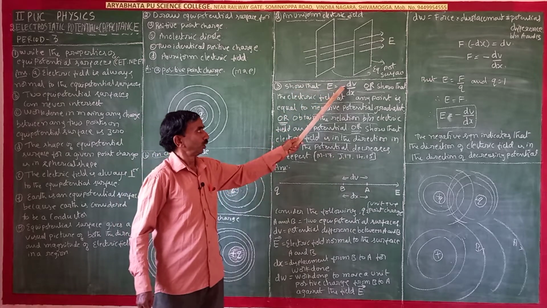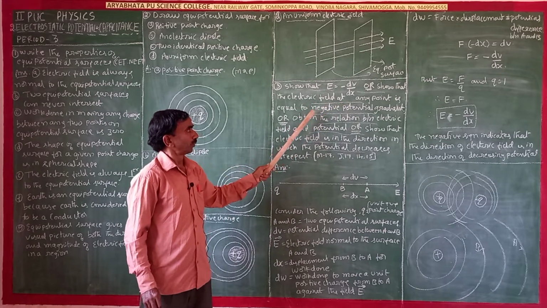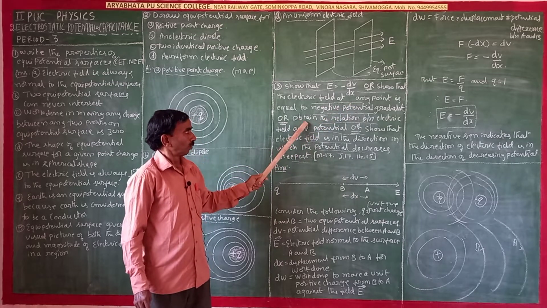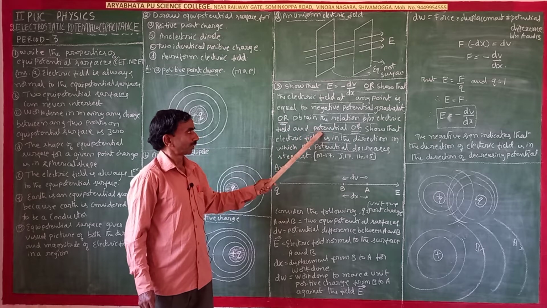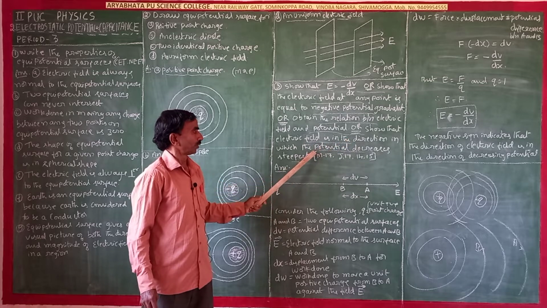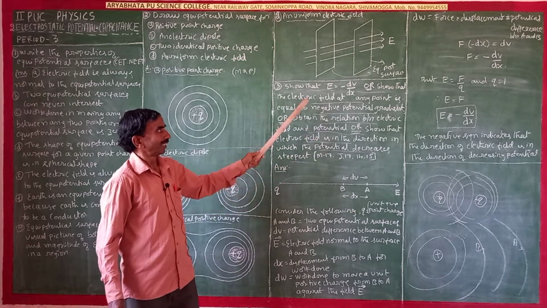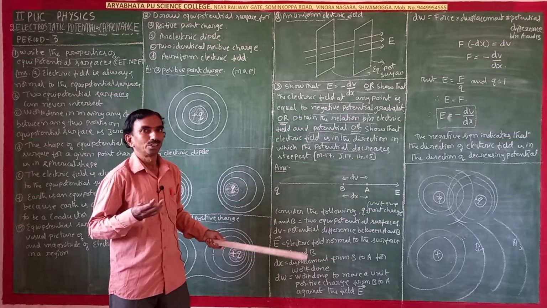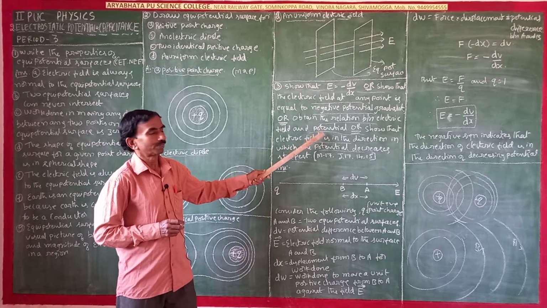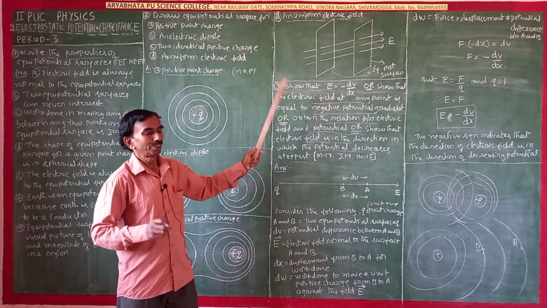Show that E is equal to dV by dx, or show that the electric field at any point is equal to the negative potential gradient. It may be asked this way, or obtain the relation between electric field and potential, or show that the electric field is in the direction in which the potential decreases steepest. These types of questions may be asked at any time, but the answer is the same. Every year students get confused by this, so you have to be ready to answer it. The answer is very, very simple, but the question becomes twisted.